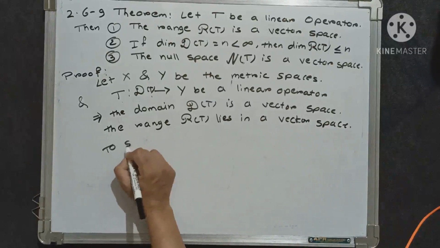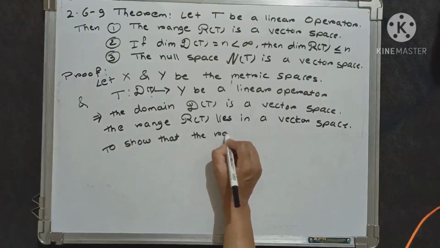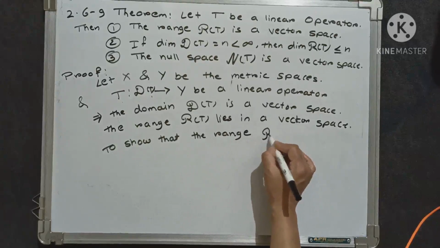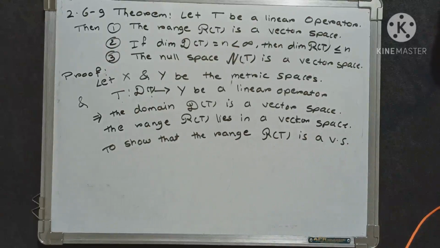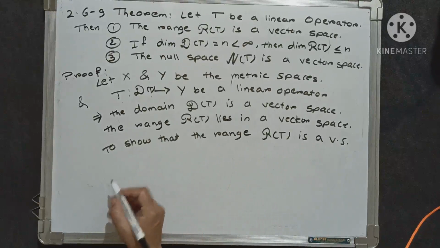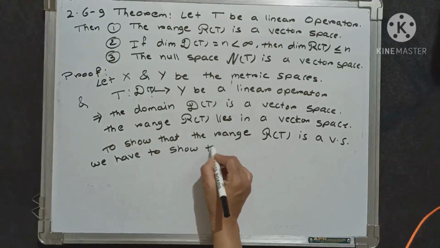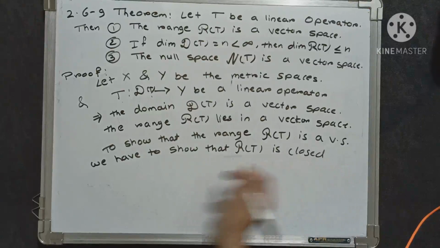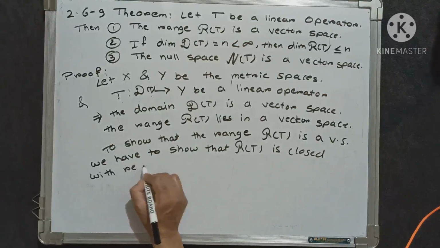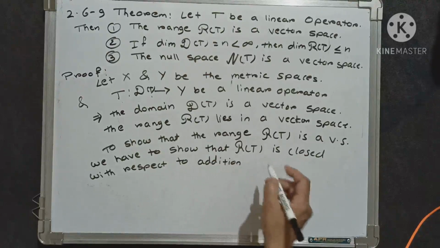Now to show that the range script R of T is a vector space, that means we have to show that it is closed with respect to addition and scalar multiplication.